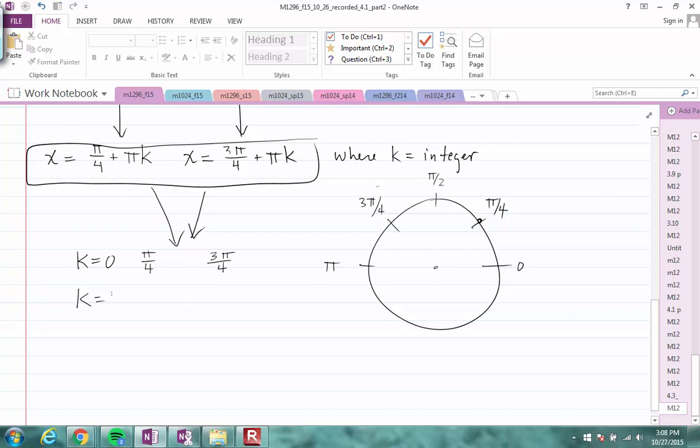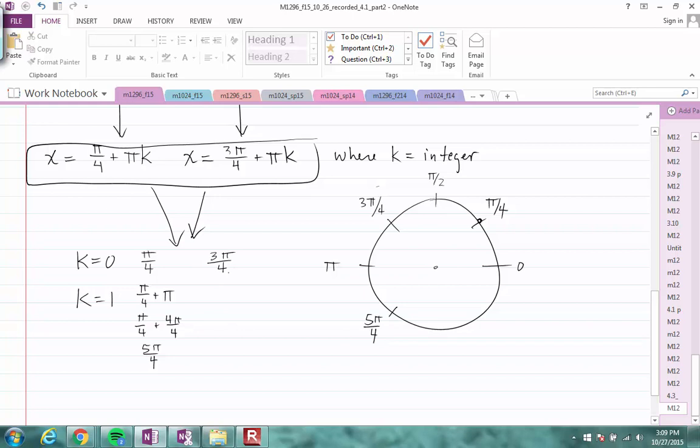For k equals 1, we're just getting pi over 4 plus pi. So let's simplify that. It would be pi over 4 plus 4 pi over 4, which is 5 pi over 4. And so let's put where that would get us right here.